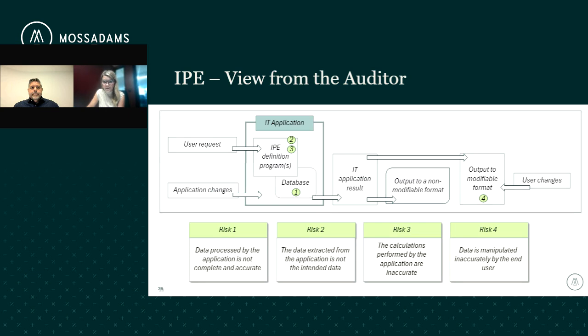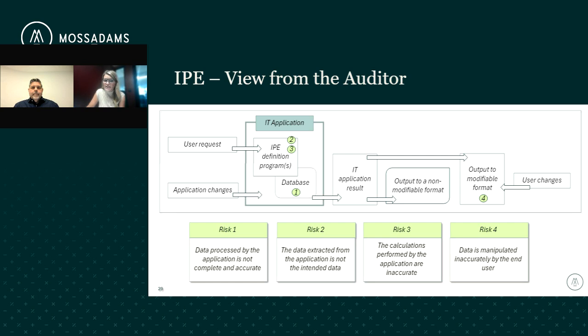And there are many risks that can jeopardize the completeness and accuracy of information, as seen in the diagram I've put together here. There are four main risks that I mapped out here. The first one is that the data processed by the application is not complete and accurate. So this is really thinking about the input of data into the application, so looking at input controls. If that's not good, bad data in is bad data out.